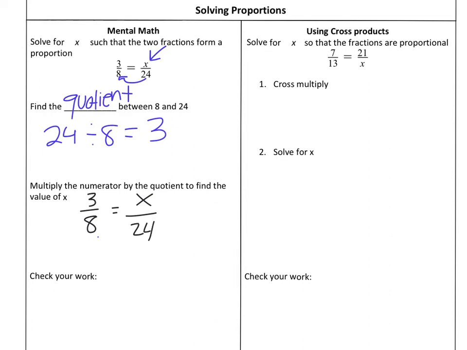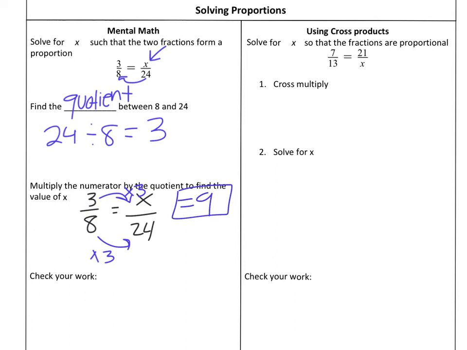Okay, 8 times 3 is 24, so x is going to be whatever 3 times 3 is. So x equals 9. Sorry, there we go. That looks better.